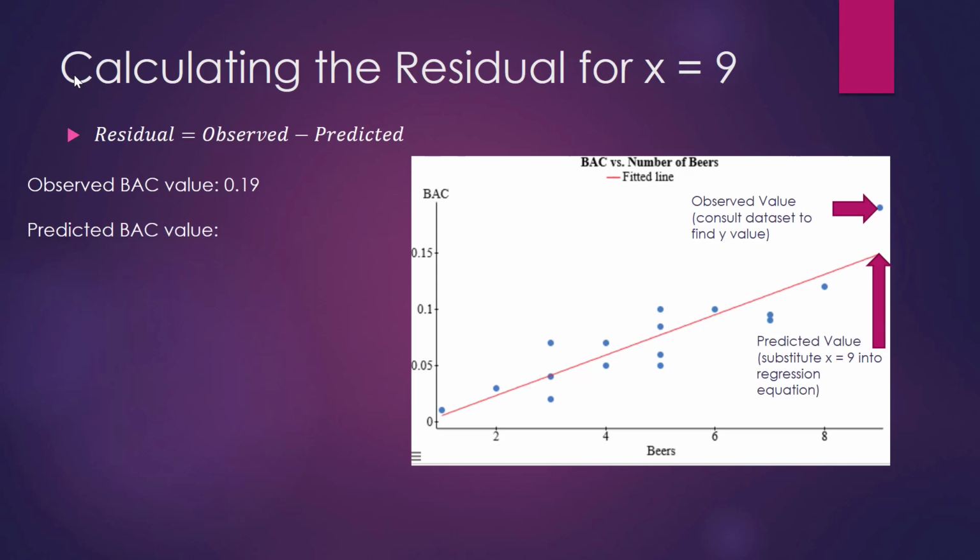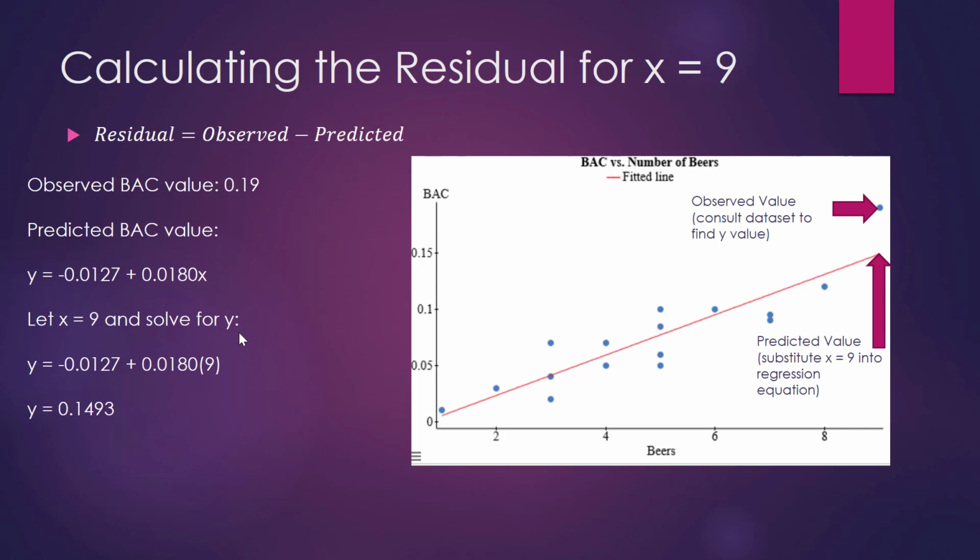Next, we need to find our predicted blood alcohol content value. And that's going to be the value over here on this red line. The way we find that, remember, is by substituting the appropriate x value, in this case, 9 beers, into our equation and solving for y. When we do that, we find a blood alcohol content of 0.1493.